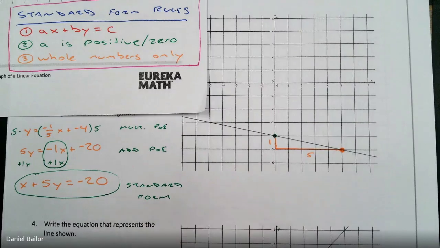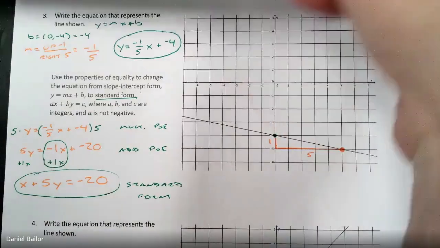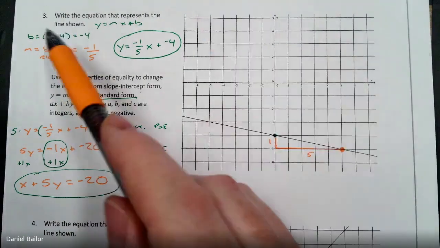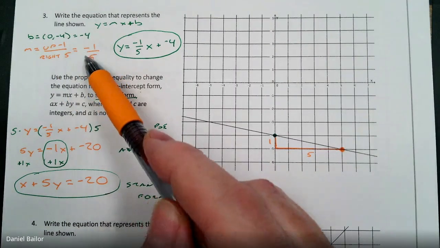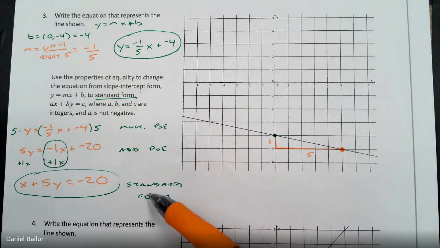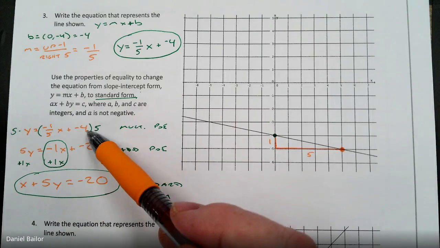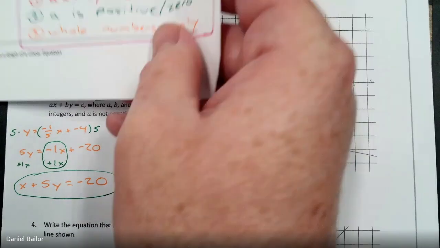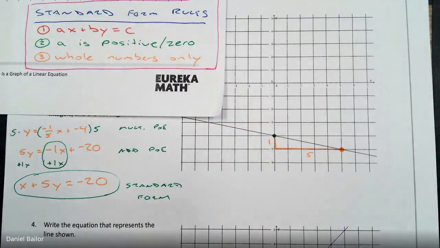Done. Let's recap what we did. We looked at the graph. We found the y-intercept. We found the slope. We made slope-intercept form. Then we used our properties to change slope-intercept into standard form. And we made sure that we matched our standard form rules that we wrote down on page 242.